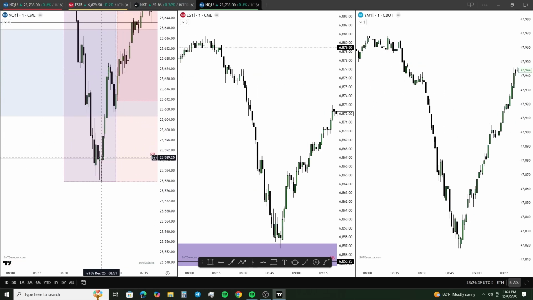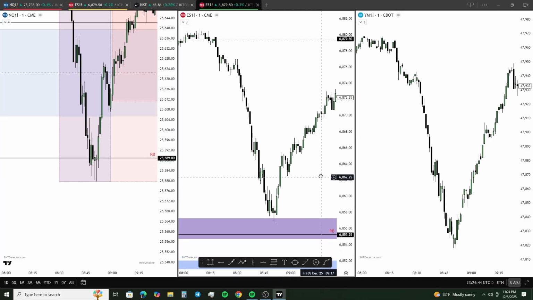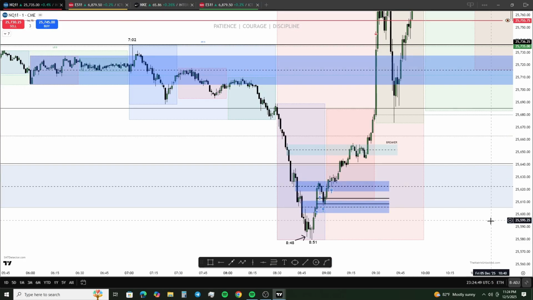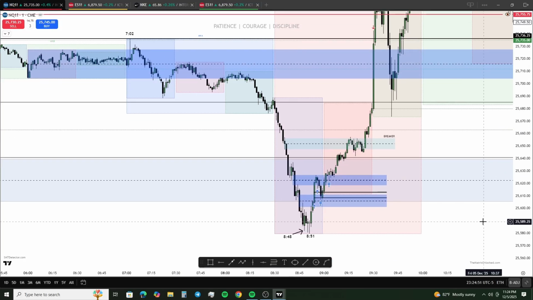You see how we're tapping this rejection block? We're staying in the proximity while ES stays above. ES never tapped it. That's exactly what I want to see. Those are the algorithmic signatures that are telling you that price is going to start to reverse.